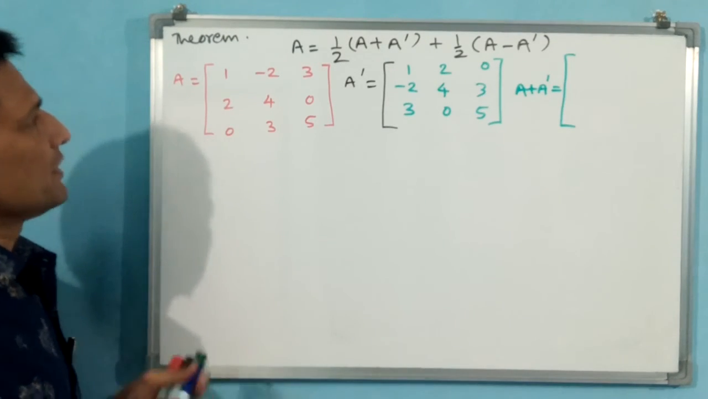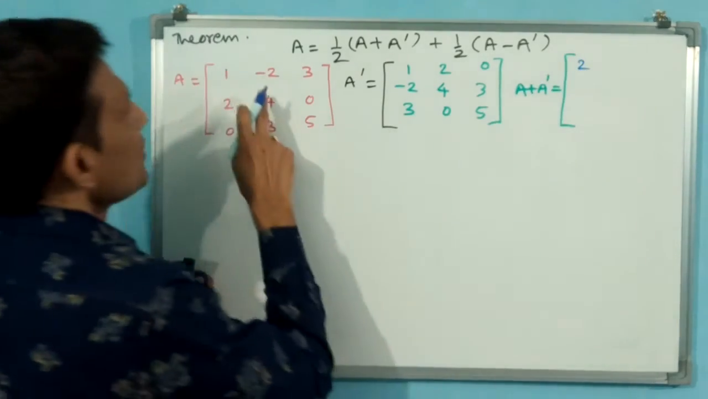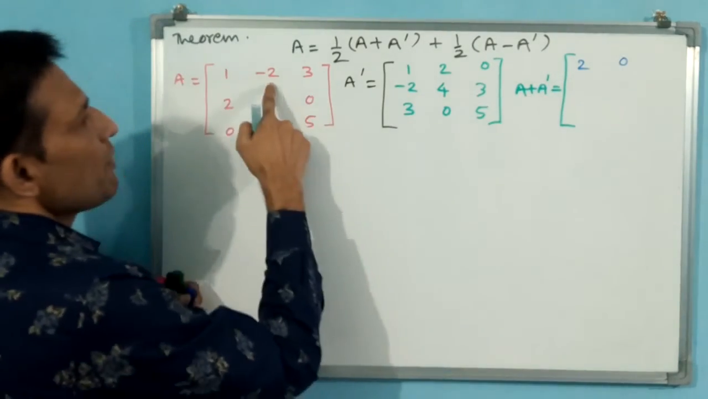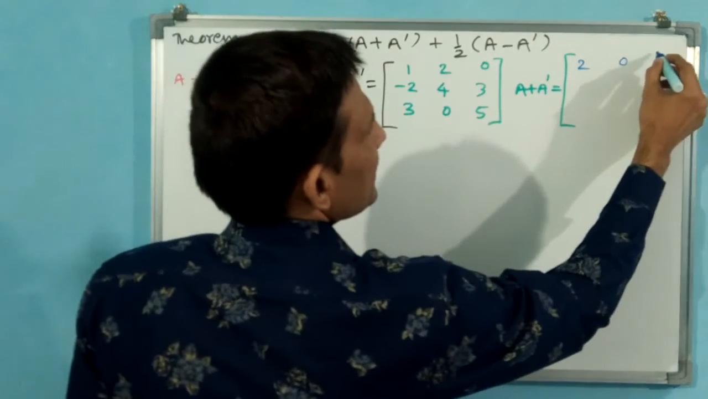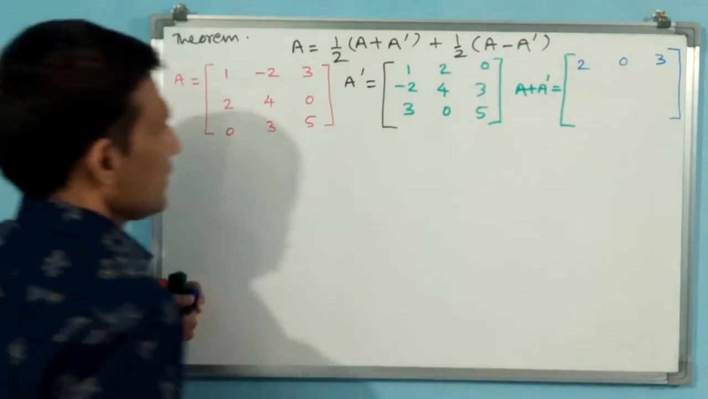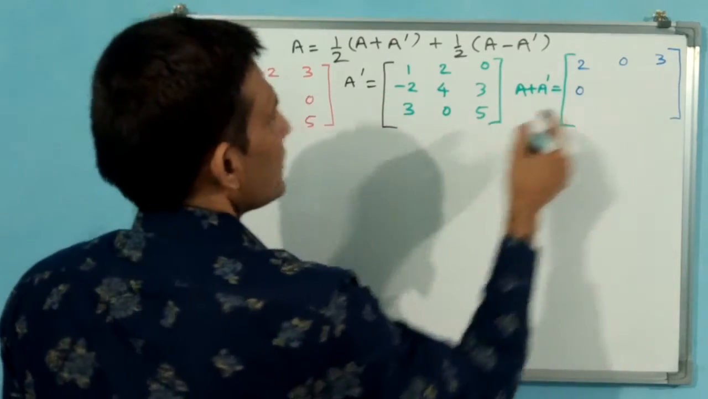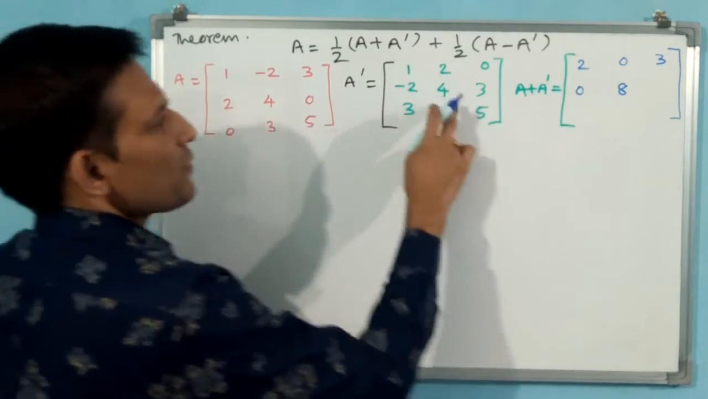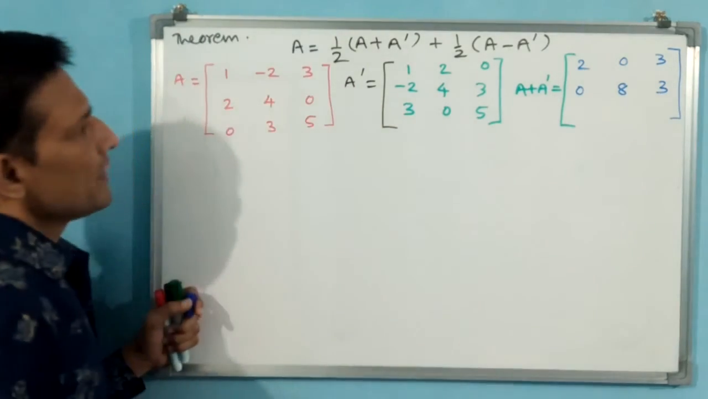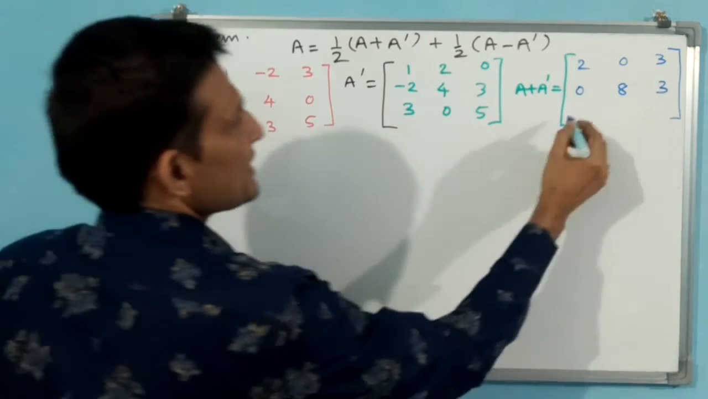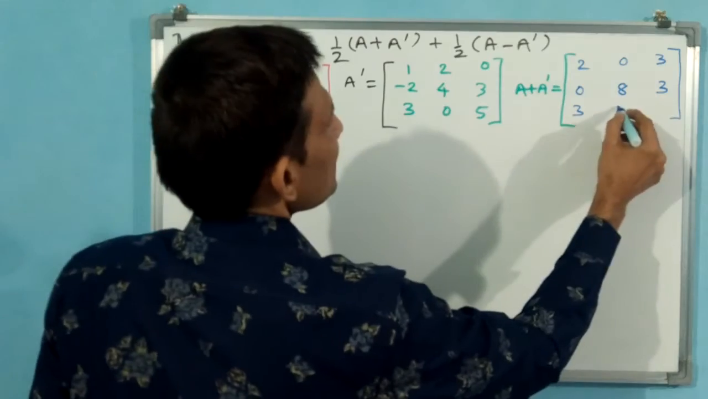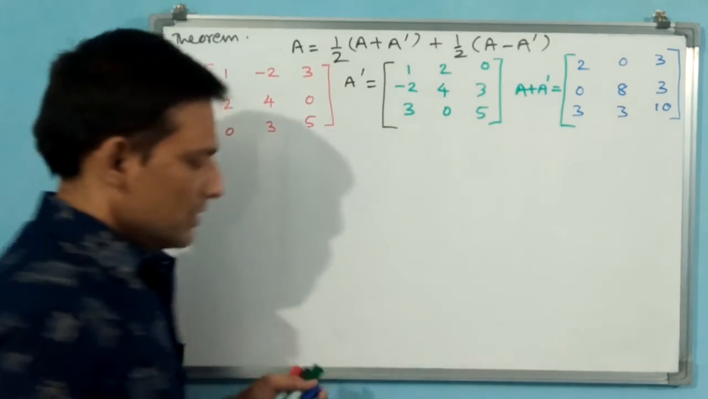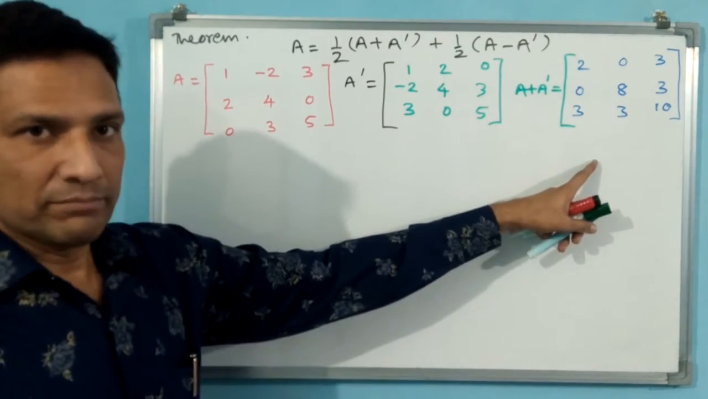A plus A transpose. You see, 1 plus 1, 2. Minus 2 plus 2, 0. 3 plus 0, 3. Write down. Now 2 minus 2, 0. 4 plus 4, 8. 0 plus 3, 3. Then 3 plus 0, 3. 5 plus 5, 10. Now A plus A dash has come.